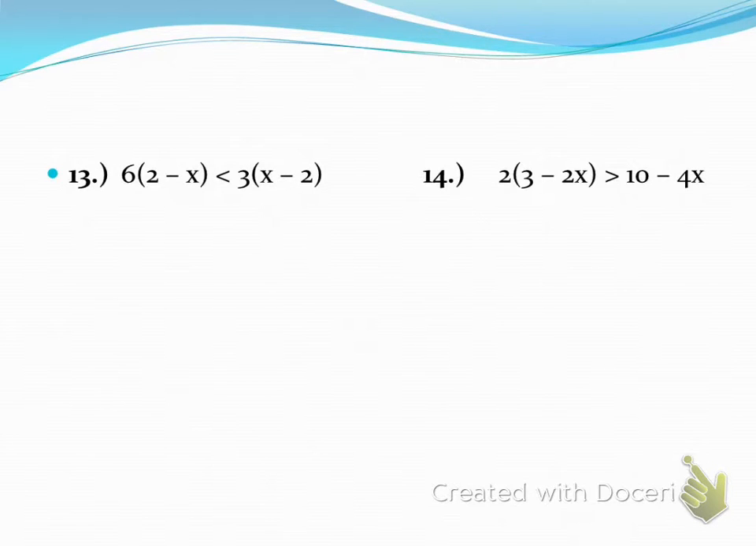Number 14. Anyone want to raise their hand and tell me what they would like to do first? Keon. Distribute what? 2, 3. Alright, we distribute that 2 that's out in front of the parentheses. That would give us 6 minus 4x is greater than 10 minus 4x. Alright, next step. I want all of my variables together.